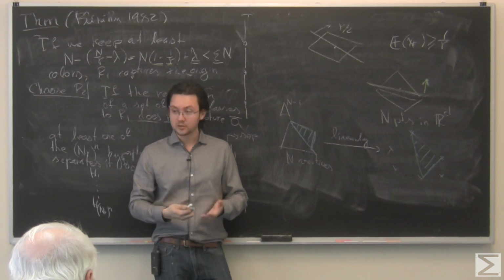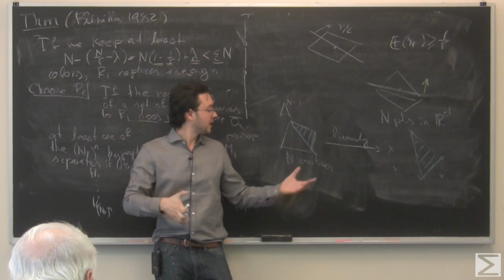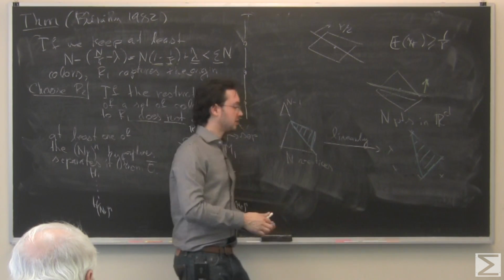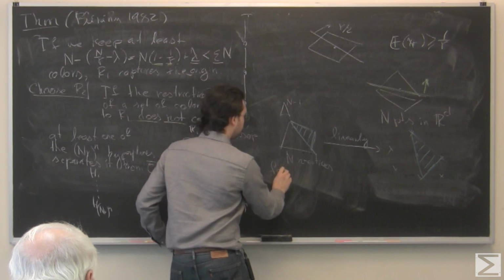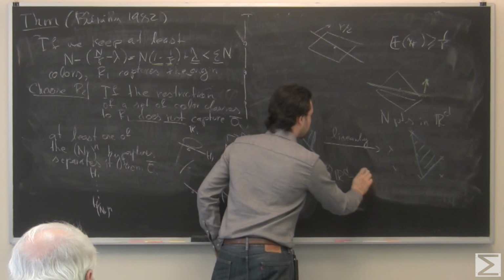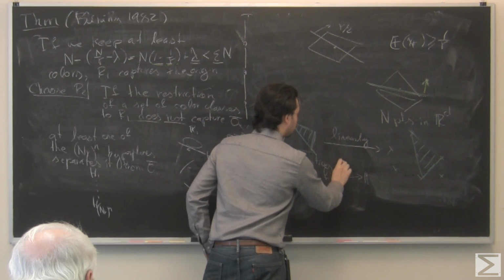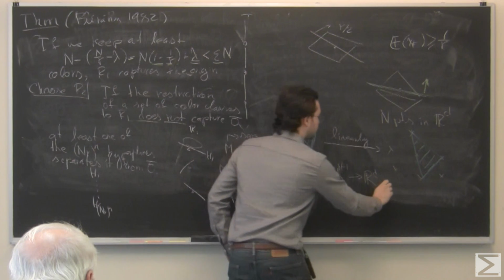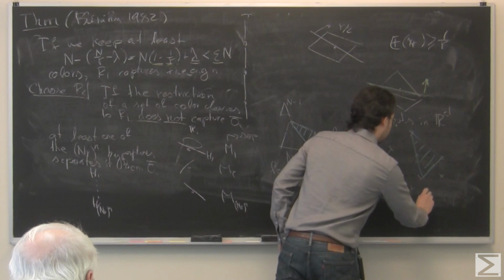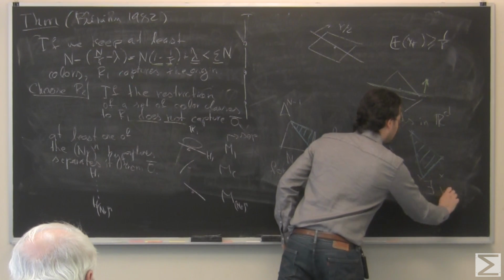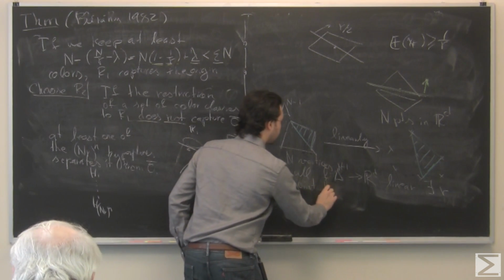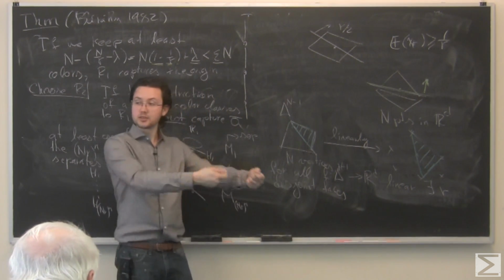Okay? So Tverberg's theorem is really a theorem about linear maps from high-dimensional simplices to low-dimensional real spaces. It's telling you that for all linear maps from here to R^d, there are disjoint faces of the simplex whose images intersect. Okay?